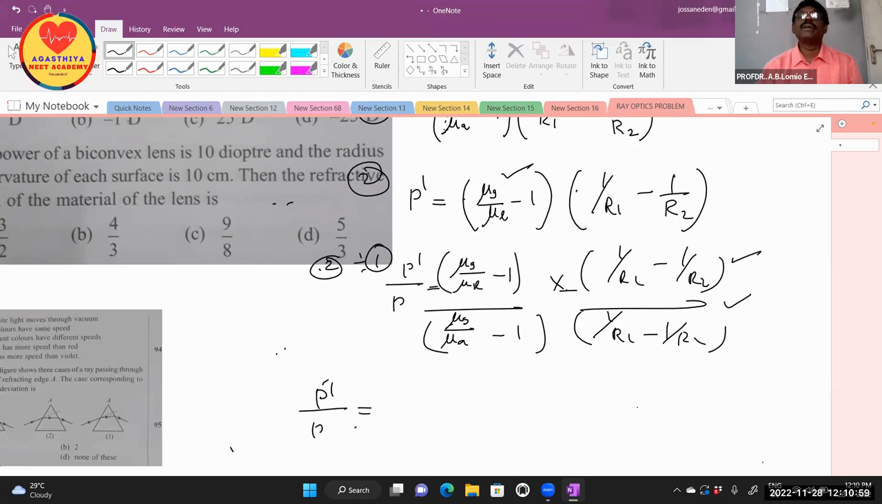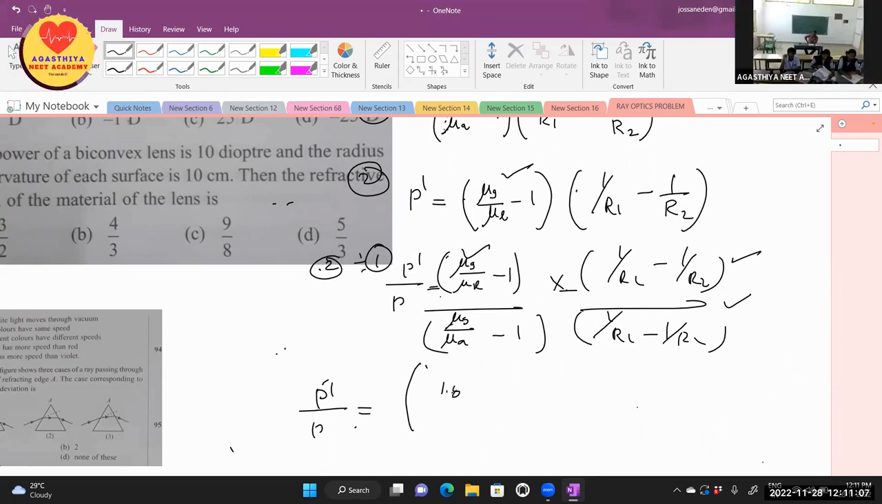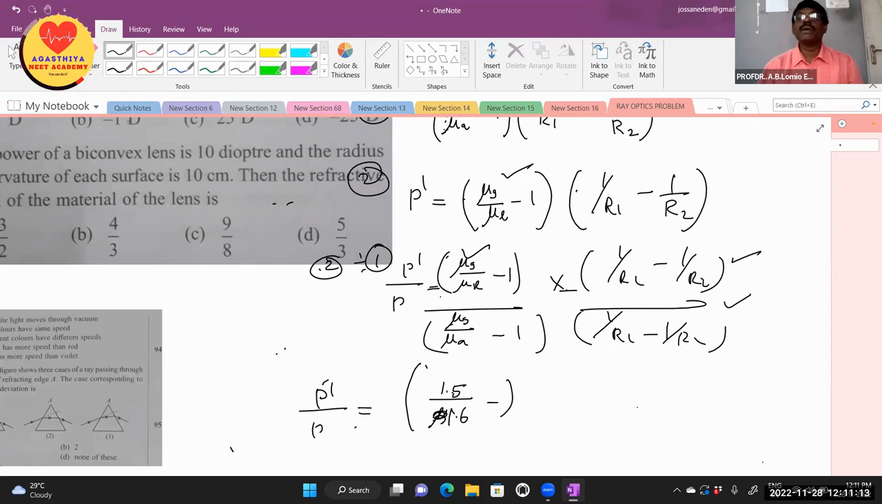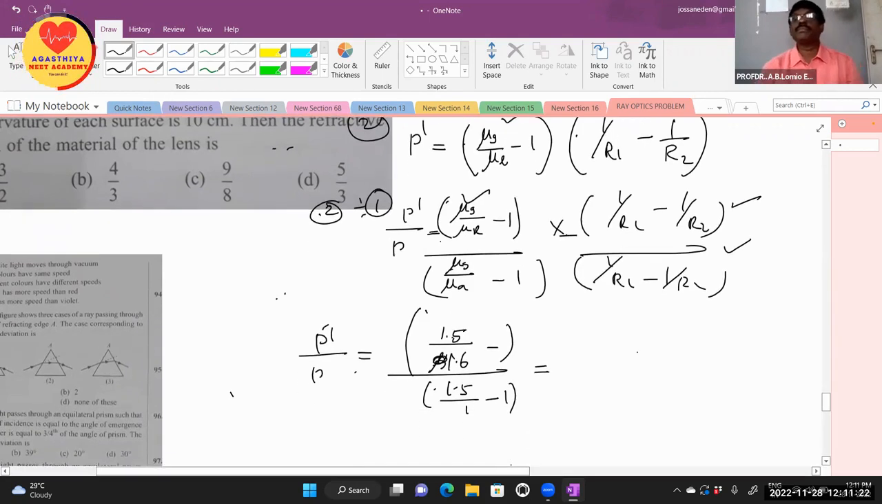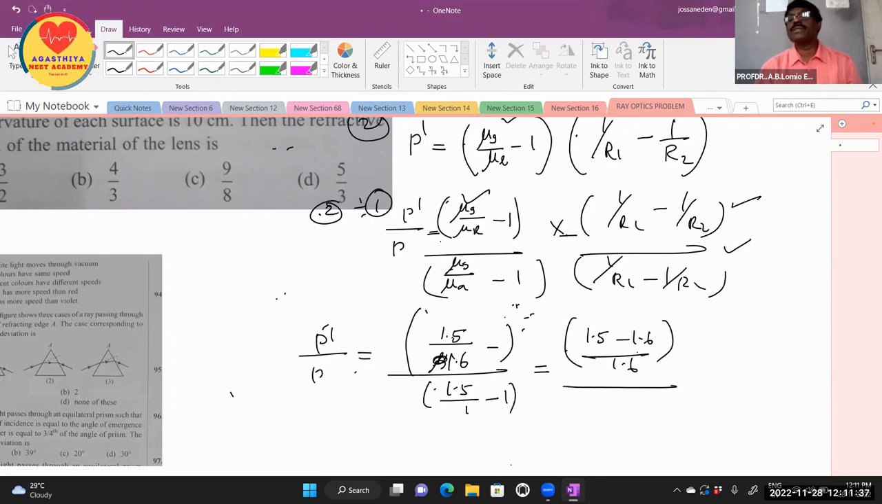All of you listen here. Now, what is the value of mu g? 1.5. Very good. Then mu L, the next liquid in which it is immersed, is 1.6, divided by 1.5, and for air it is 1. Correct? Now simplify this. What do we get on simplifying the numerator? See the LCM 1.6, so 1.5 minus 1.6. In the denominator, 1.5 minus 1 is 0.5. Isn't it?